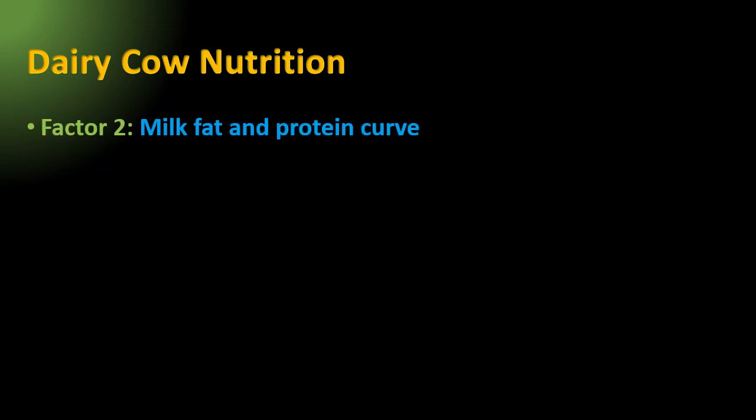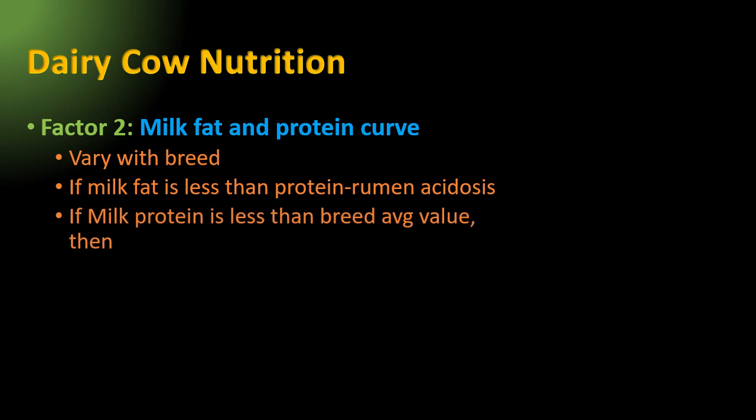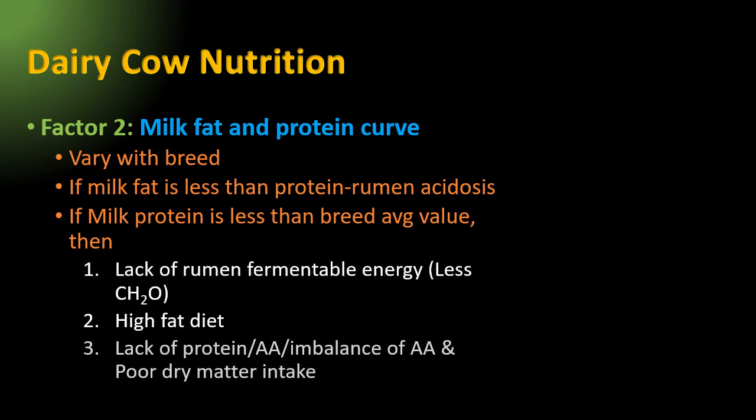Second and third curves are the milk fat and protein curves. Milk fat and protein levels vary with the breed. If milk fat test is below milk protein test by 0.2 points, for example 2.7% milk fat and 3% milk protein, it shows that ruminal acidosis could be occurring. If milk protein test is below breed average, or if it shifts during various phases, then you have to consider the following reasons for low milk protein.